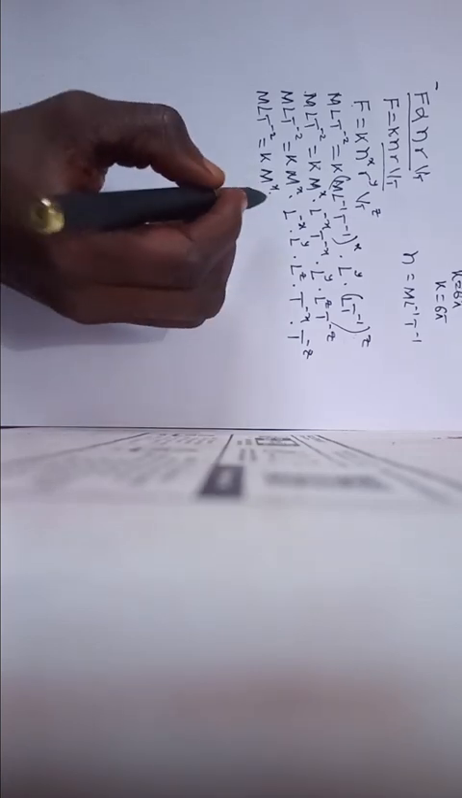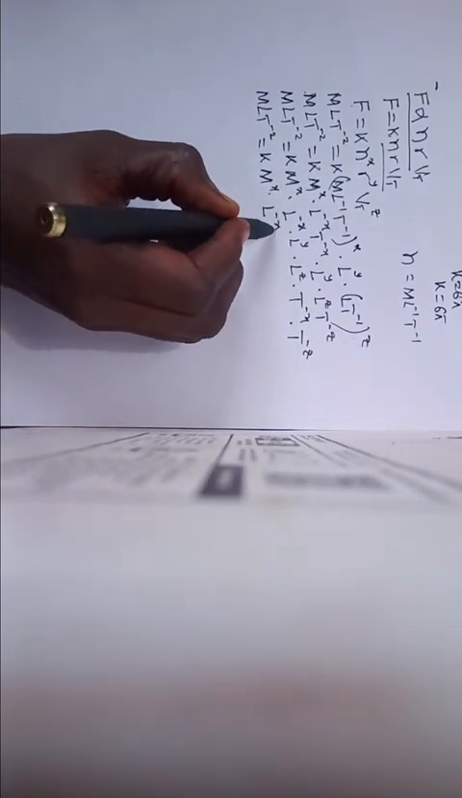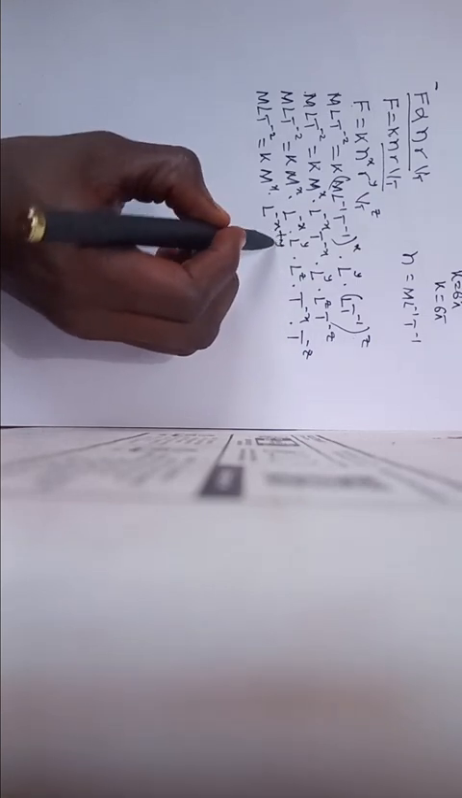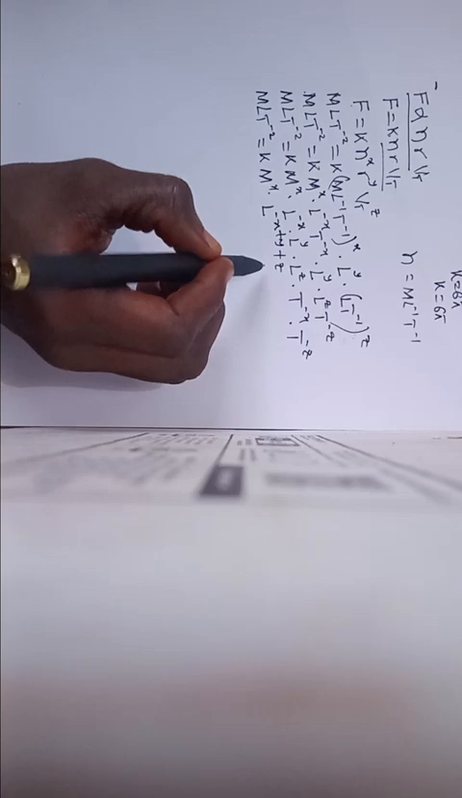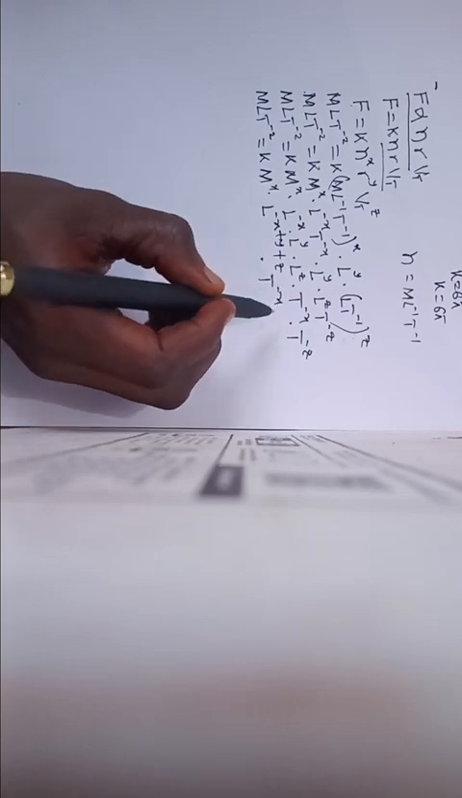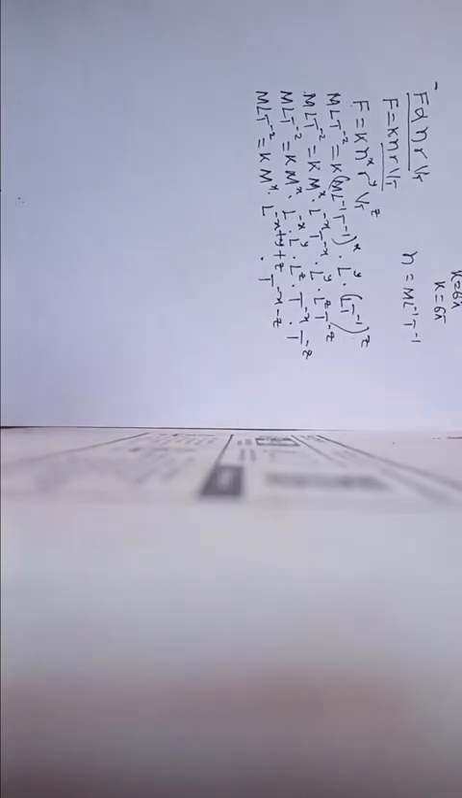So we have M raised to power x, L raised to power minus x plus y plus z, and T raised to power minus x minus z. Plus going to minus is minus.